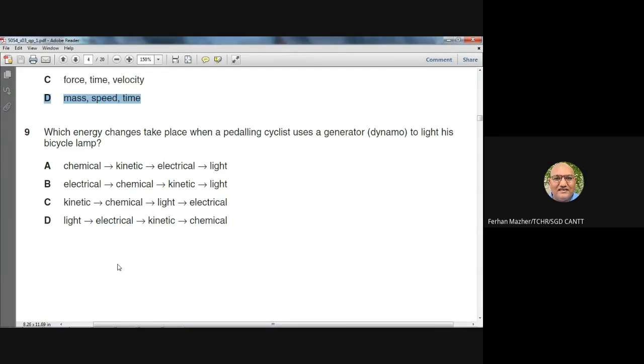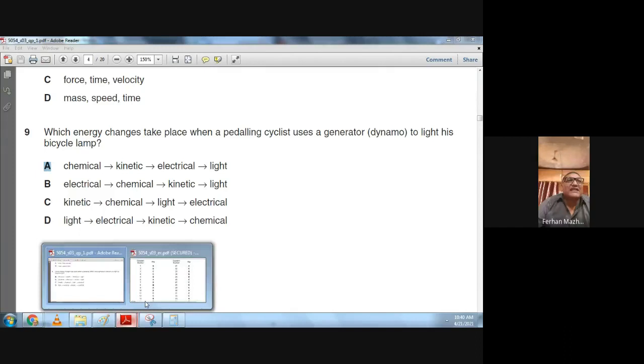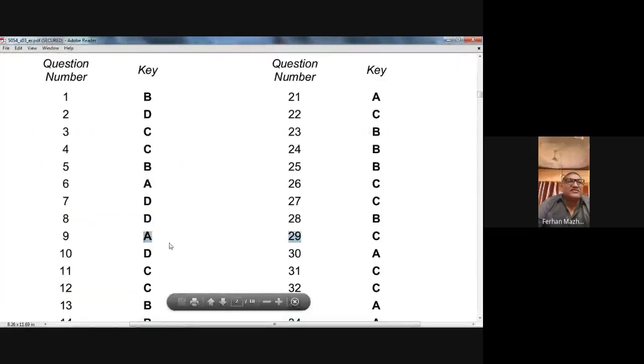You see the paddles, he is paddling, so he has the chemical potential energy. That chemical potential energy is converted into the kinetic energy. That kinetic energy is converted through the dynamo into the electric energy. And the electric energy by the lamp is converted into the light energy. So chemical into kinetic into electric into light. So I think A is the right answer. Question number 9, A is the right answer.